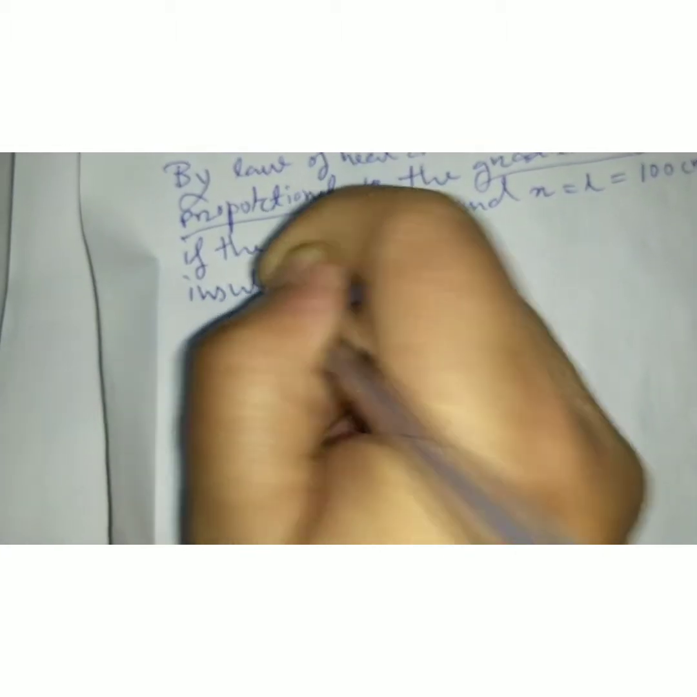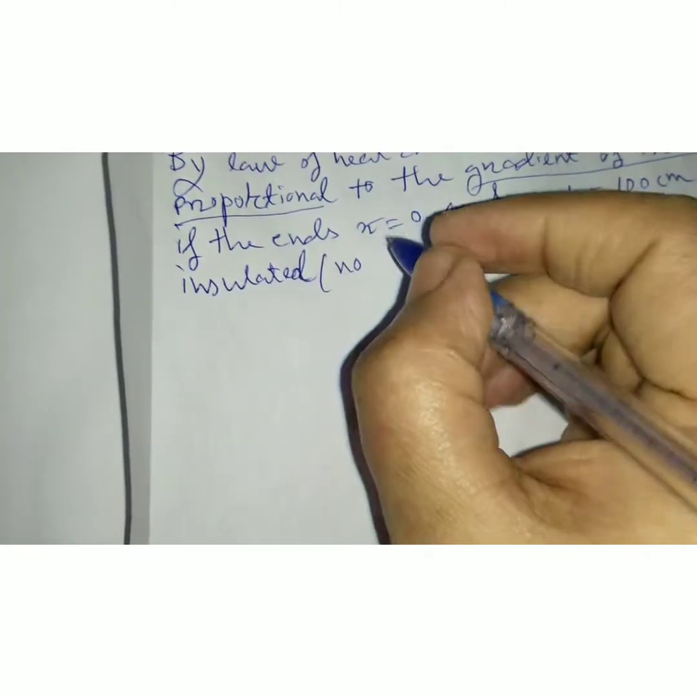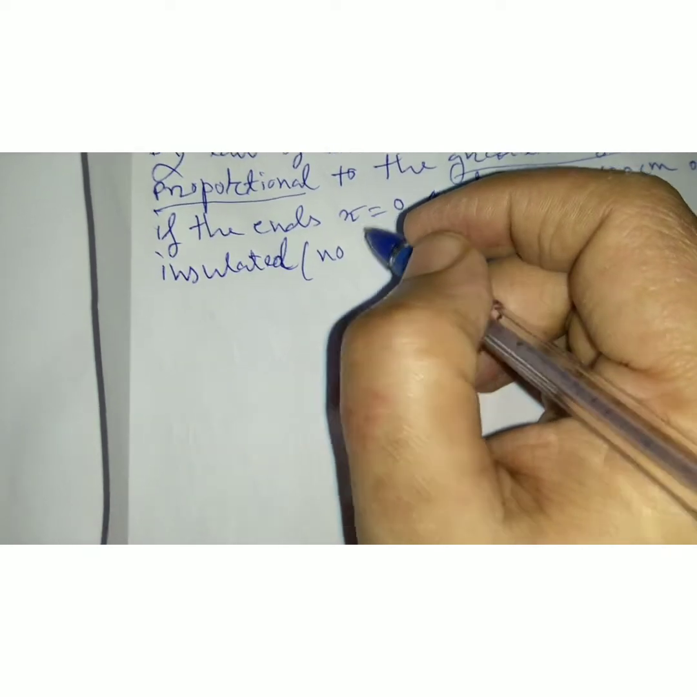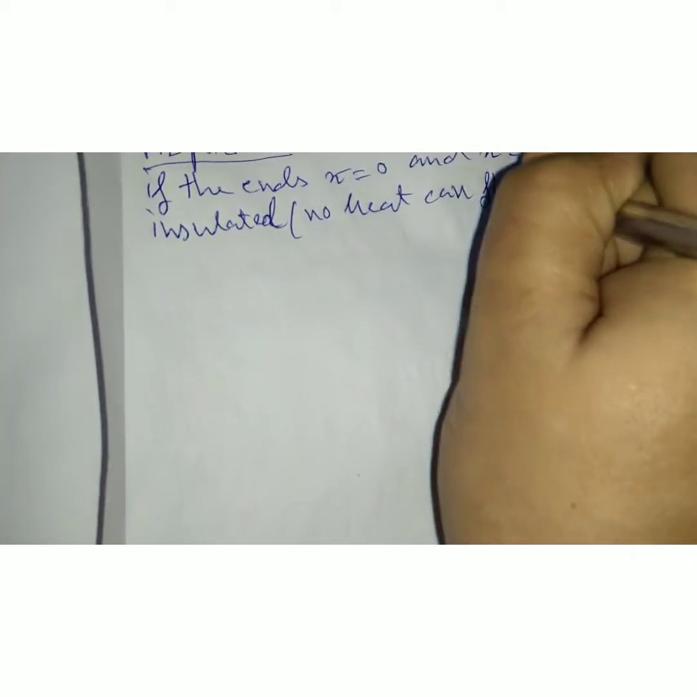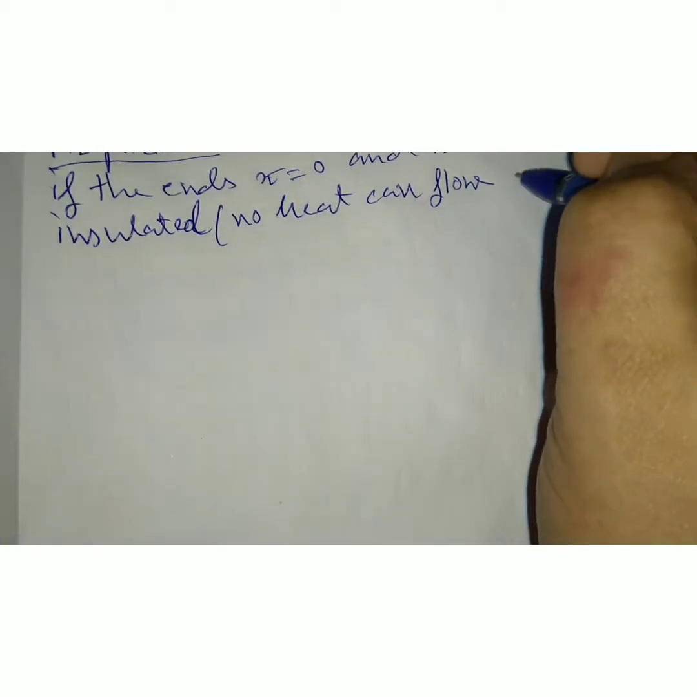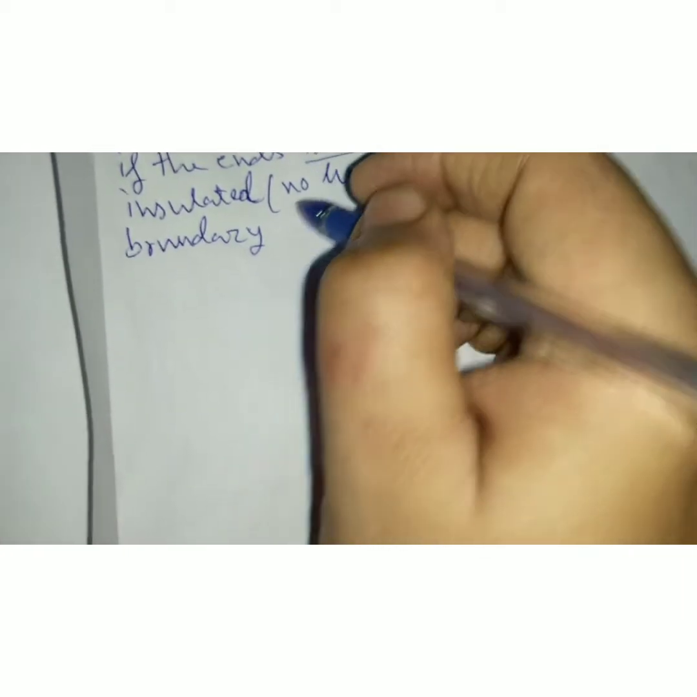I write down insulated. What is the meaning of insulated? Insulated means no heat can flow through the ends. The boundary condition, you know the boundary condition, is at x equal to 0 and x equal to L. This is the boundary condition.